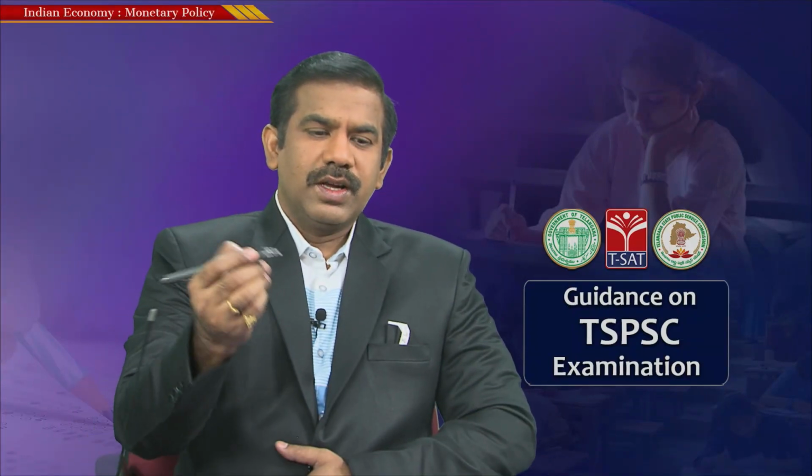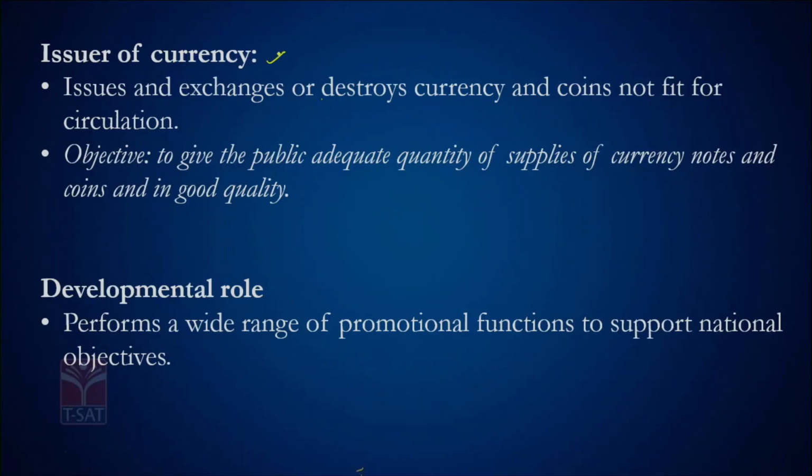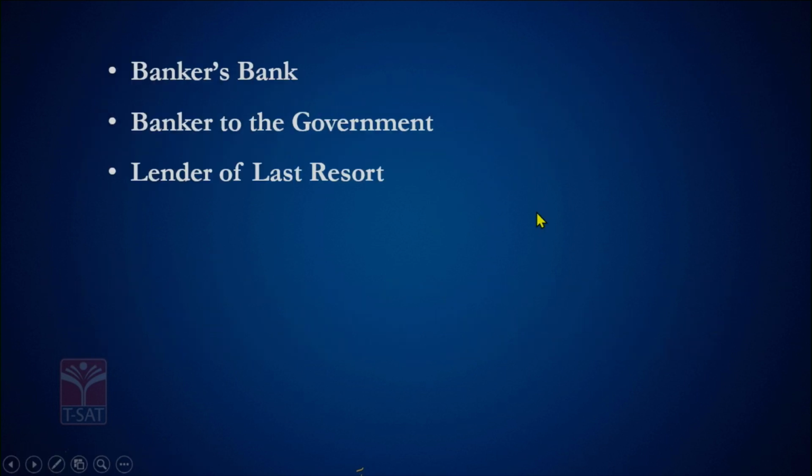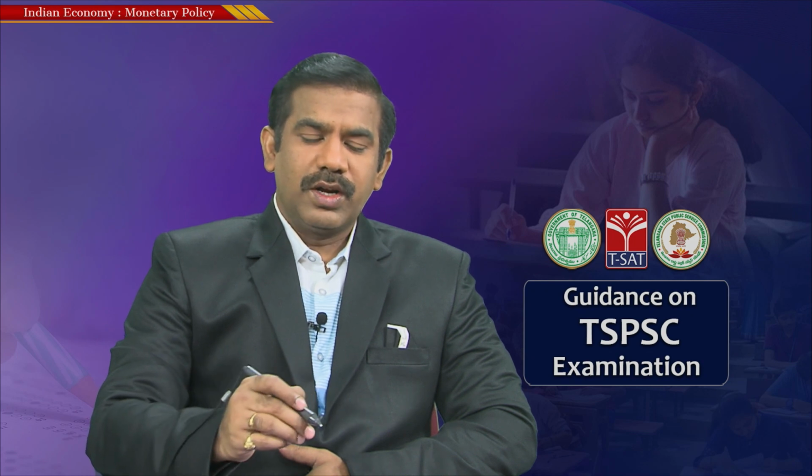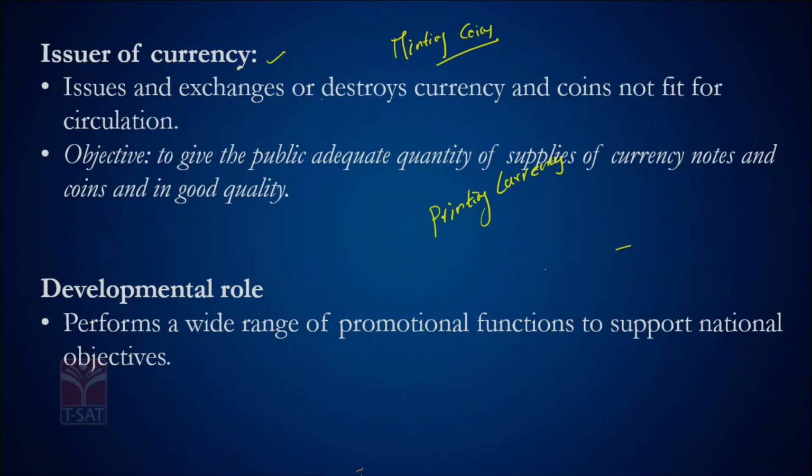And the fourth one is that it is the issuer of currency. Who issues the currency? Minting coins is generally what the government of India does. When it comes to printing currency of any denomination, ideally it's the job of RBI. That's what RBI performs. So RBI issues the currency, to give the public an adequate supply of currency notes and coins in good quality. RBI takes the responsibility of issuing currency.